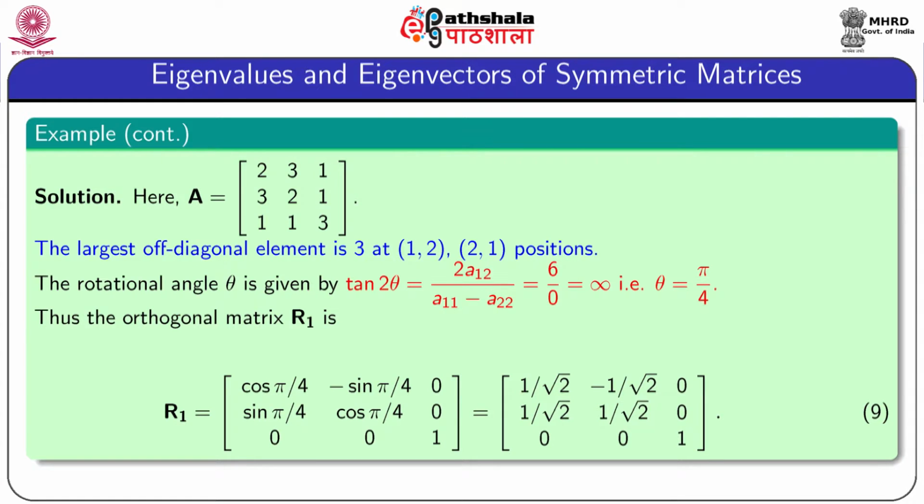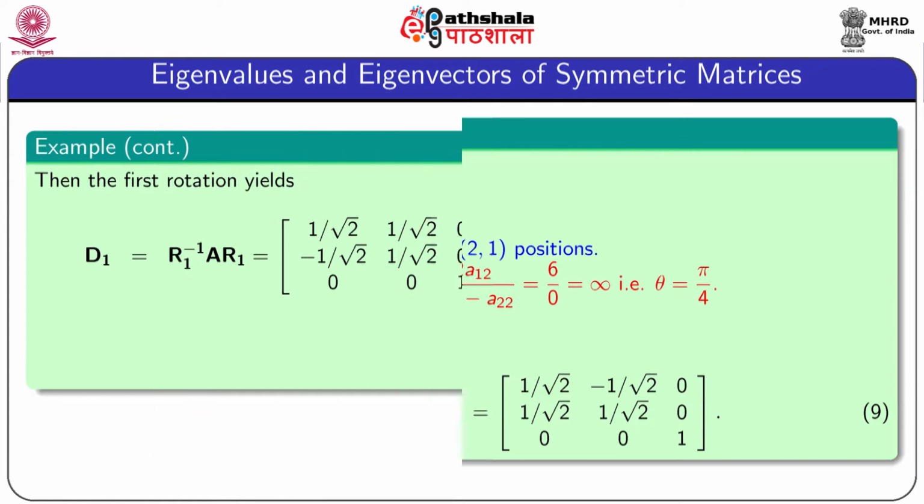Thus, the first orthogonal transformation matrix R1 is given by equation 9. R1 equals: the first row is cos pi by 4, minus sin pi by 4, 0. Second row is sin pi by 4, cos pi by 4, 0. Third row is 0, 0, 1. And in terms of ordinary real numbers, it becomes 1 by root 2, minus 1 by root 2, 0; 1 by root 2, 1 by root 2, 0; 0, 0, 1. So, R1 is given by equation number 9.